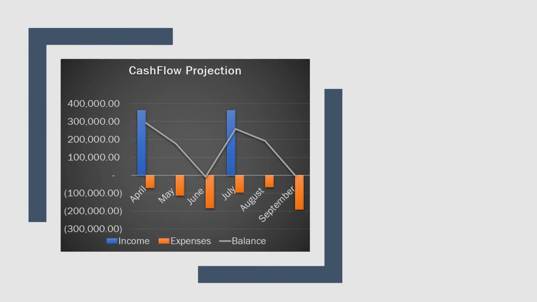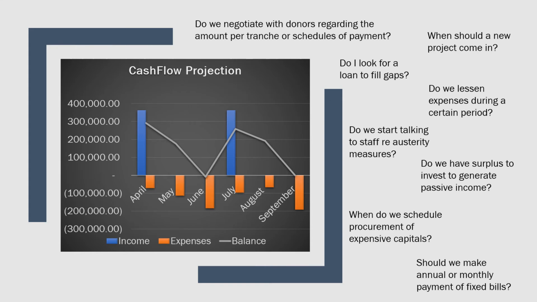This gives us a lot of information necessary for project implementation. Do we negotiate with donors regarding the amount per tranche or the schedule of payments? When should a new project come in? Do I look for a loan to fill gaps? Do we lessen expenses during a certain period? Do we start talking to staff regarding austerity measures?